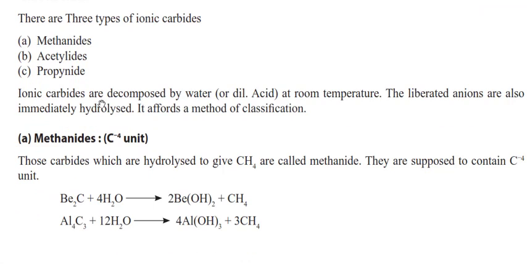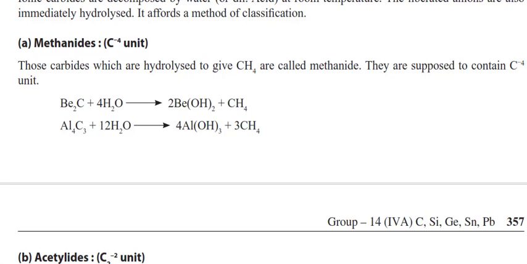Ionic carbides are decomposed by water at room temperature, and the liberated anions are also immediately hydrolyzed, and this affords the method of classification. Those carbides which are hydrolyzed to give CH4 are called methanides, and they are supposed to contain C4- units. So if you are adding 4 hydrogens, that's a C4-. From beryllium carbide, on hydrolysis you can form methane, same with aluminum carbide. So due to the production of methane, they are known as methanides.